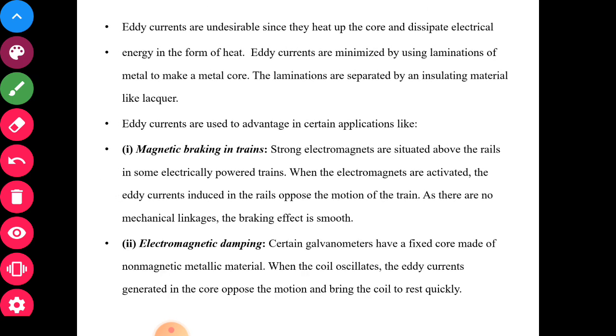Then it is used in electromagnetic damping. Certain galvanometers have a fixed core which is made of non-magnetic metallic material. When the coil oscillates, the eddy currents generated in the core oppose the motion and bring the coil to rest quickly. So that is also used in some electromagnetic damping. This use you just have to remember.